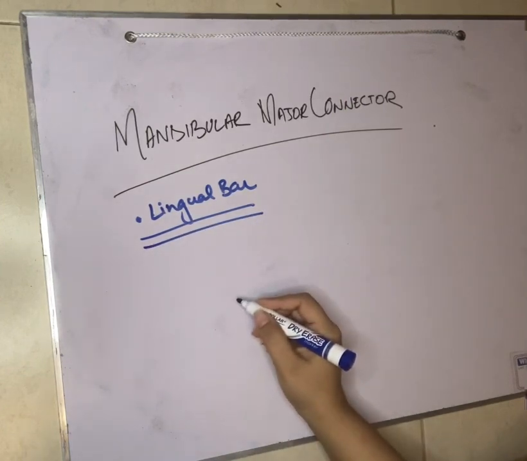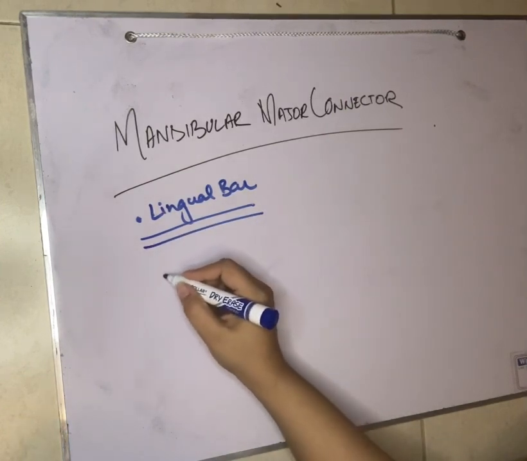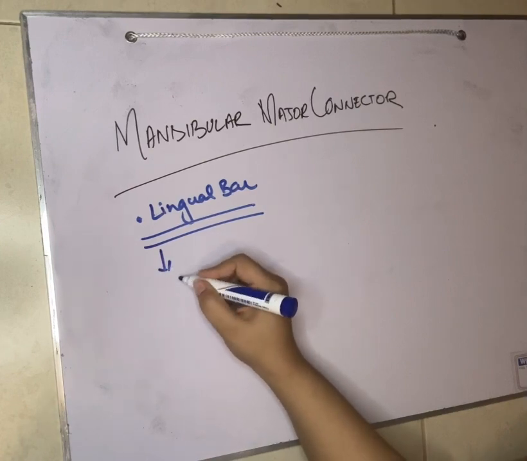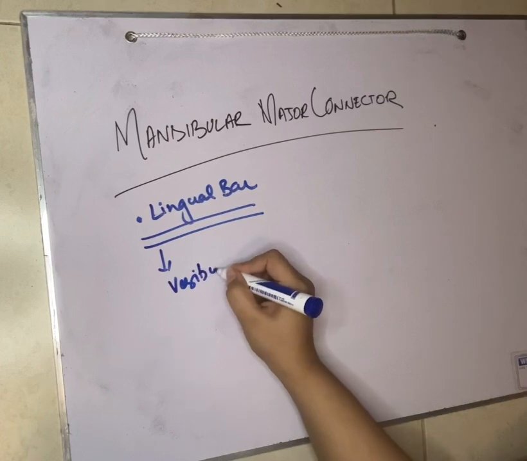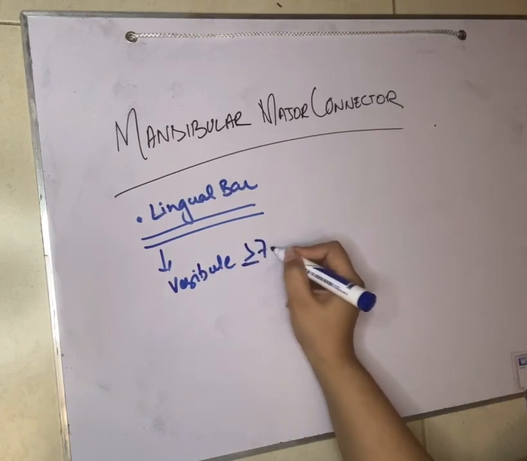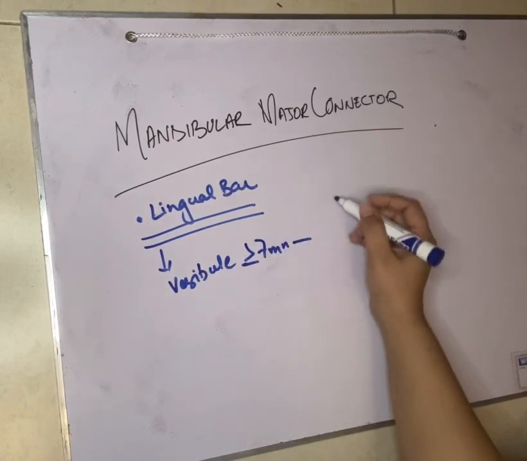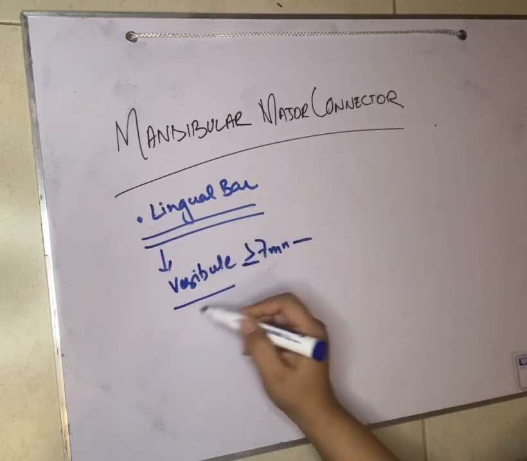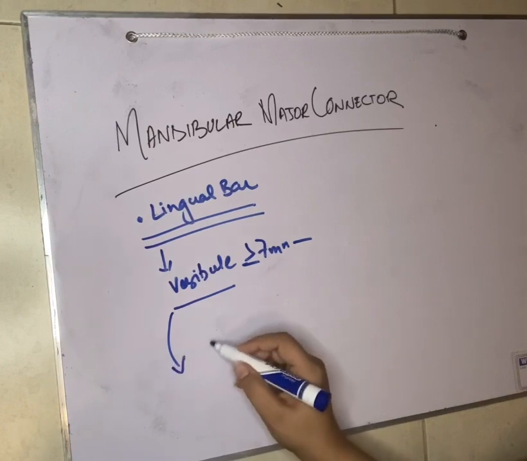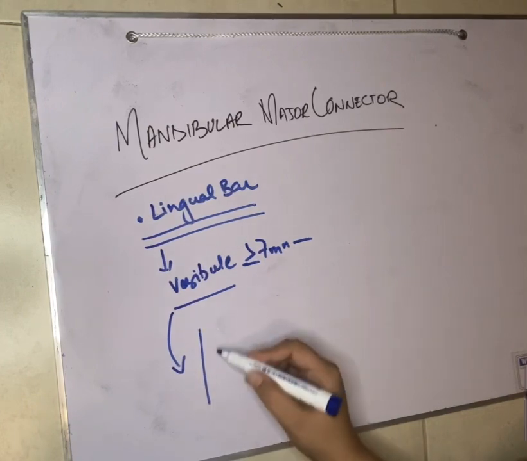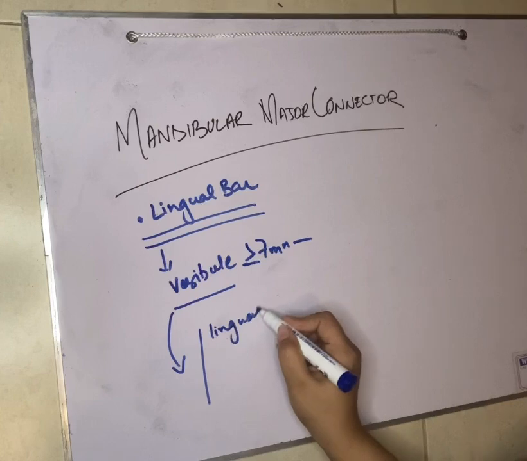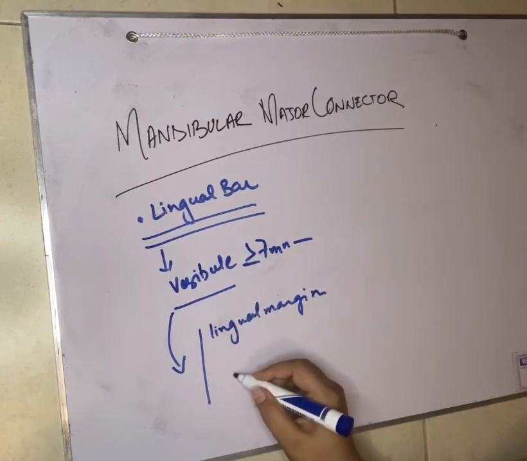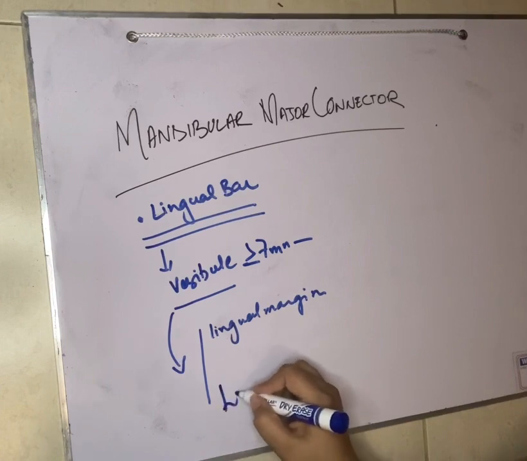So for the mandibular major connectors, we can give the lingual bar and the lingual plate. These are given when the depth of the vestibule is equal to or greater than 7 mm. Now what is this depth of vestibule? This is basically the distance from the lingual margin to the point where the lingual frenum starts, and this is known as the depth of the vestibule.